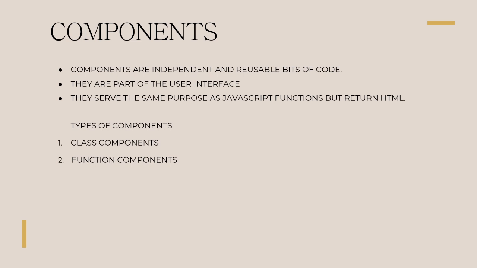React components are building blocks of the user interface. They are the visible parts of the app. There are mainly two types: the first one is class components, and the other one is function components.